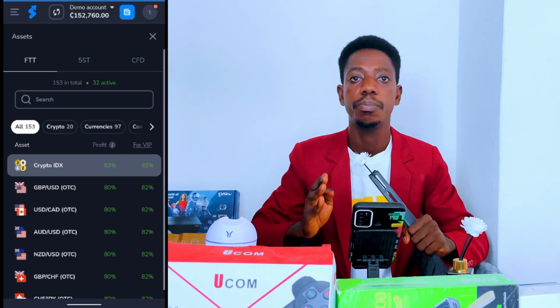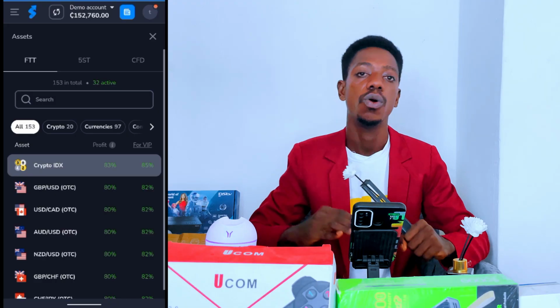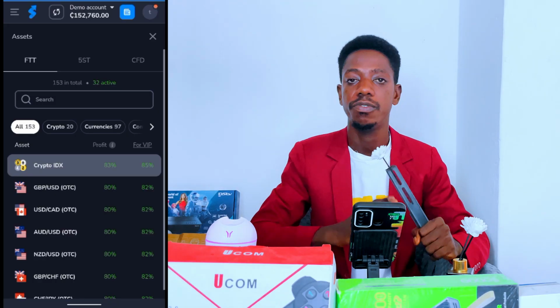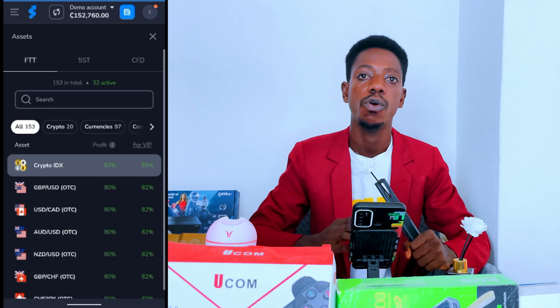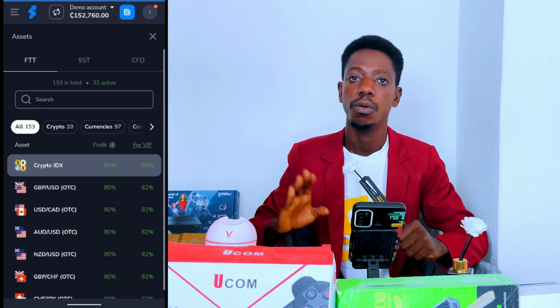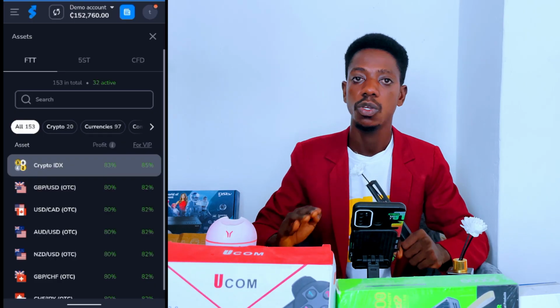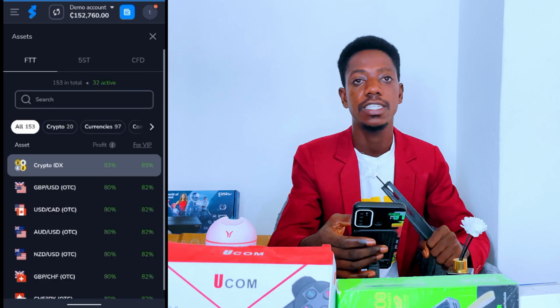So with the crypto IDX here, the profit percentage is 83%. That is, if you predict for the crypto IDX to go up and it hits your prediction, you are going to make a profit of 83% on the amount that you use to trade. But if you go for the up for the crypto IDX and it goes against your prediction, that is where you make your losses. So here, the crypto IDX gives a profit percentage of 83%.